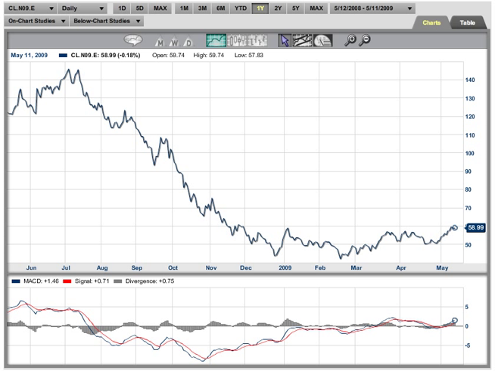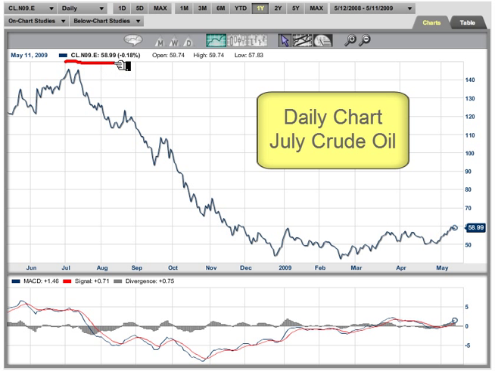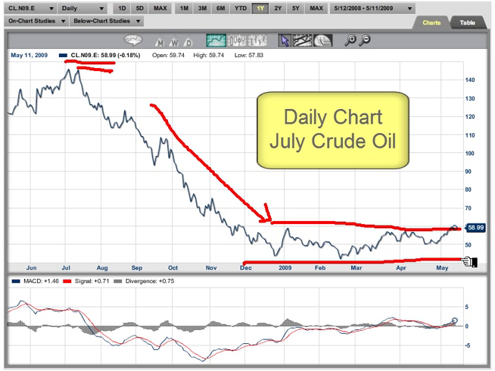I'm coming to you from the digital studios of MarketClub, and the market we're looking at right now is July crude oil. It's a daily chart, close only. As you can see, it's had a pretty significant move down. We've been moving sideways for the last several months, certainly since December of last year. And what's going to happen to this market?